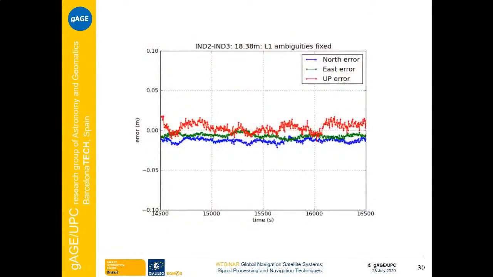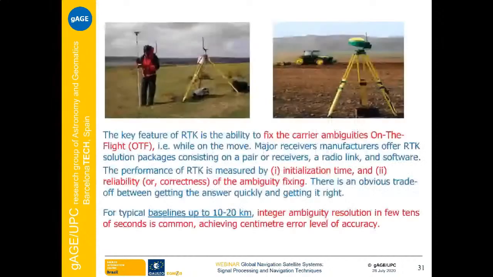Here we have a plot. I showed this plot before about the accuracy we can achieve. This is with real data, with single frequency, using only carrier, the accuracy we can achieve once the ambiguities are fixed in this navigation technique. Well, the key feature of RTK is the ability to fix the carrier phase ambiguities on the fly, that is, while the rover is moving.